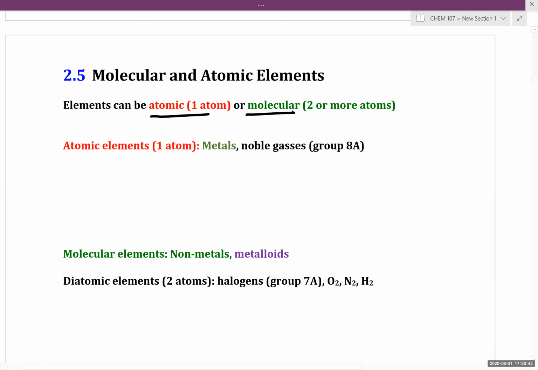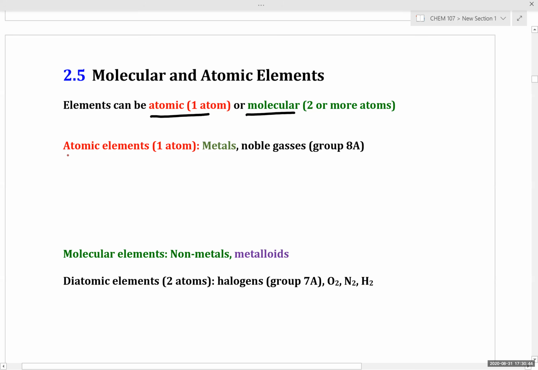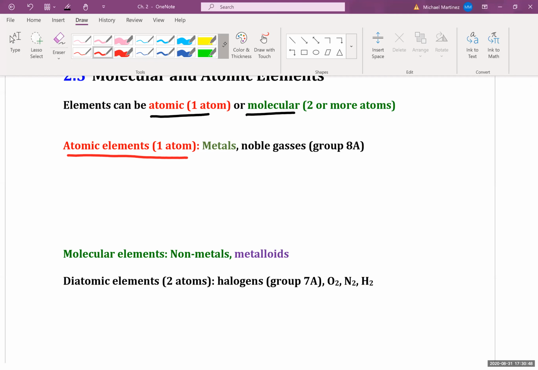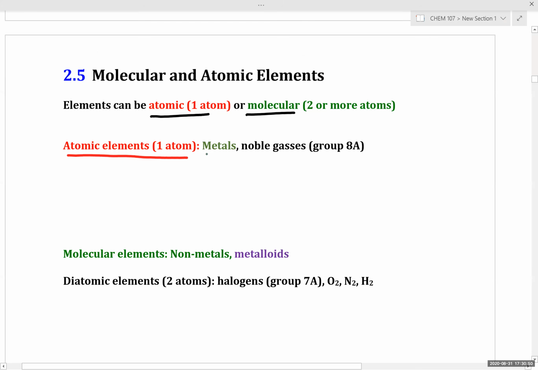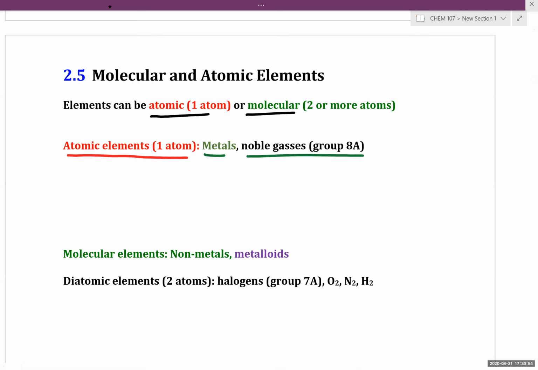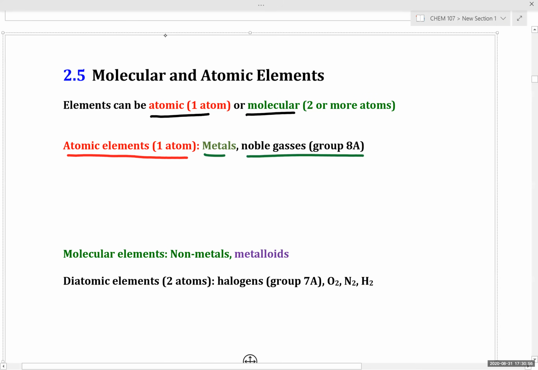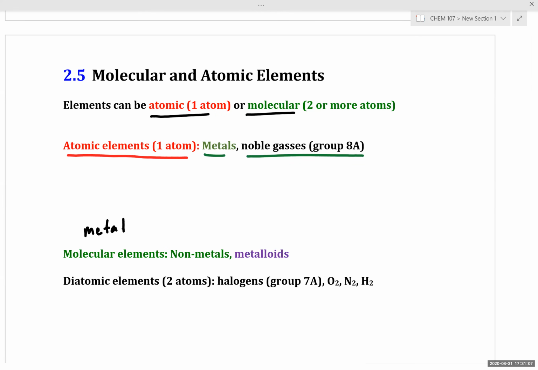So our atomic elements, these are elements that consist of a single atom as part of their element formula. These are primarily our metals and our noble gases. So would someone like to give me an example of a metal found in our periodic table?